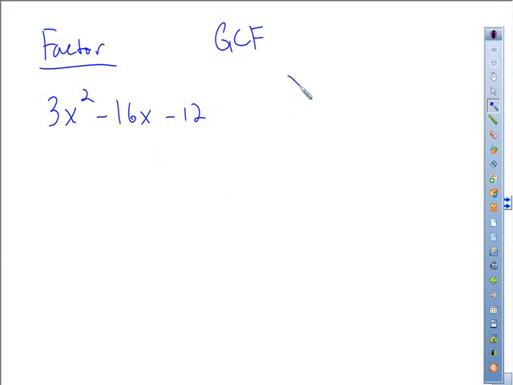Okay, so let's go to our x. All right, remember this is our A value, our B value, and our C value. To get the top number is A times C. So 3 times negative 12 gives you negative 36. Our B value is negative 16. So what multiplies to give us negative 36 and combines to give us negative 16? Well, that looks like negative 18, right, and positive 2.